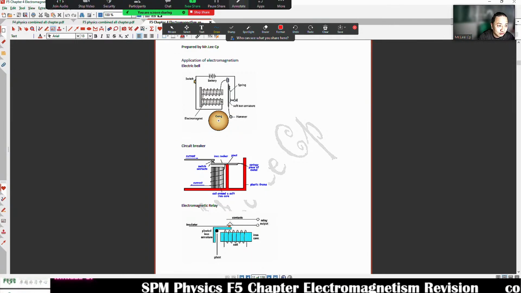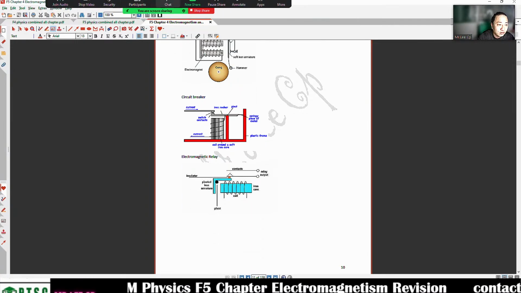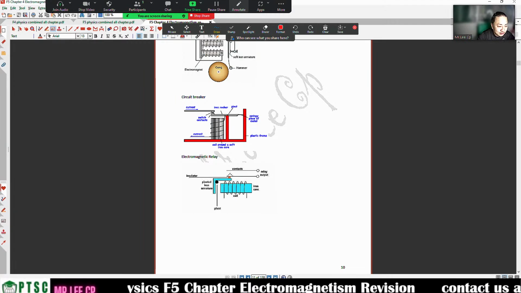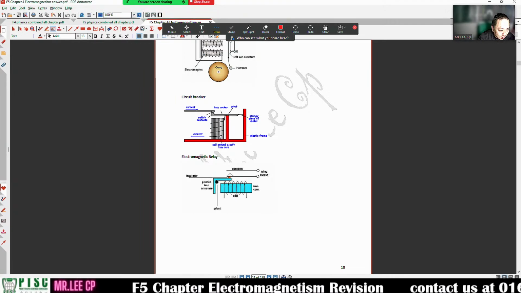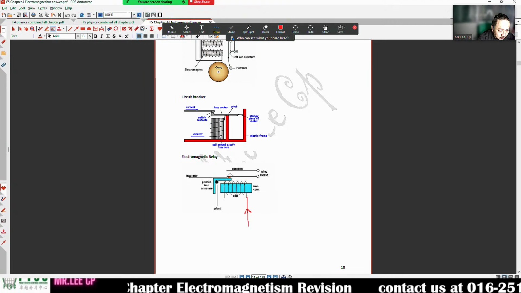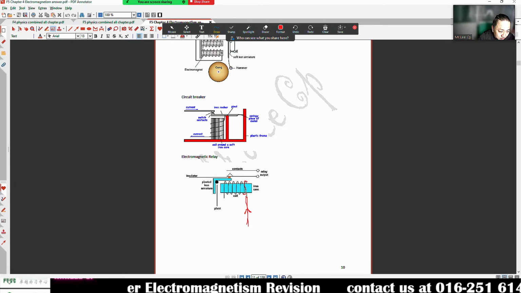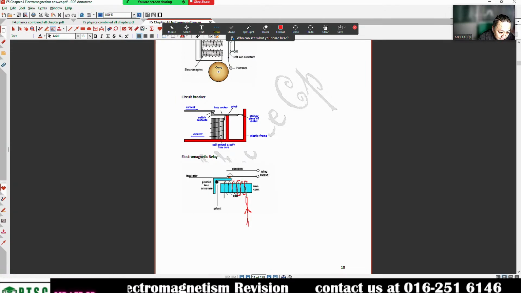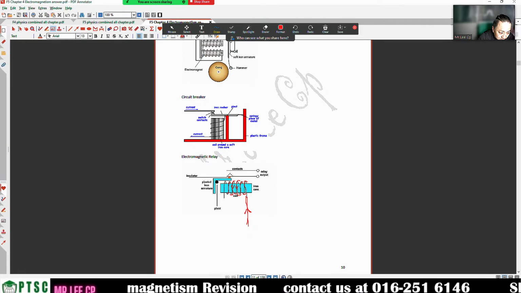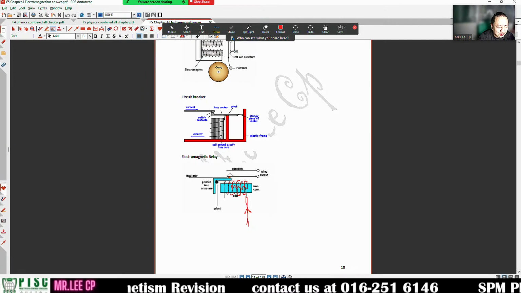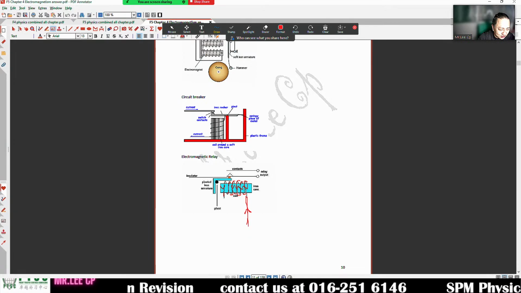What is relay? Okay, come back to here. I wrote it all already. Now, current flows to here, to the magnet. So you got a current downward. Downward or upward doesn't matter, not so important here.